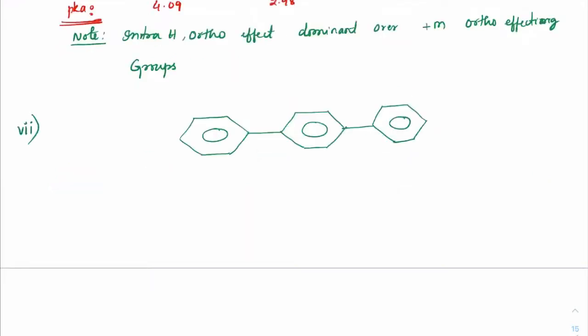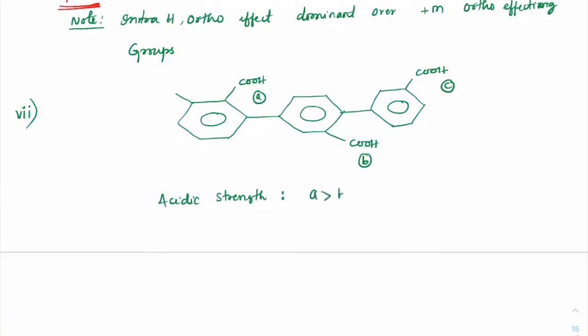Triphenyl rings with a COOH group here, a COOH group here, and a COOH group here with one group here like this. He took these as A, B and C. You have to compare the acidic strength of A, B, C. Right, A greater than B greater than C.